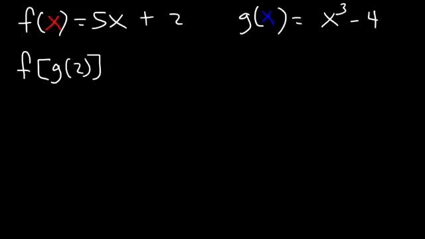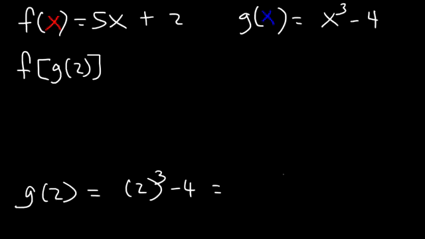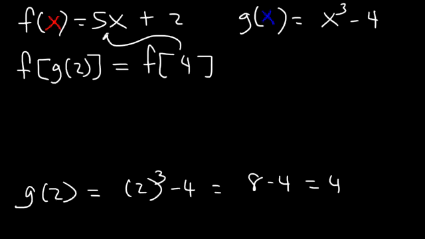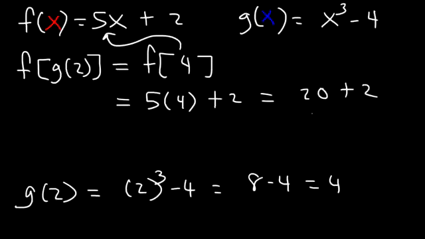So first, let's find the value of g of 2. So let's replace x with 2. This is going to be 2 raised to the third power minus 4. 2 times 2 times 2 is 8. 8 minus 4 is 4. So g of 2 is 4. So f of g of 2 is equivalent to f of 4. And now we can take 4 and plug it into that equation. So it's 5 times 4 plus 2. 5 times 4 is 20. 20 plus 2 is 22. So that's how you can find the value of f of g of 2.